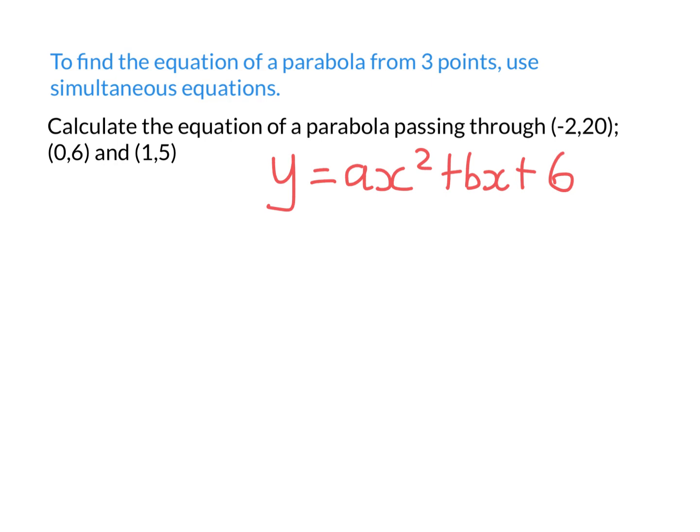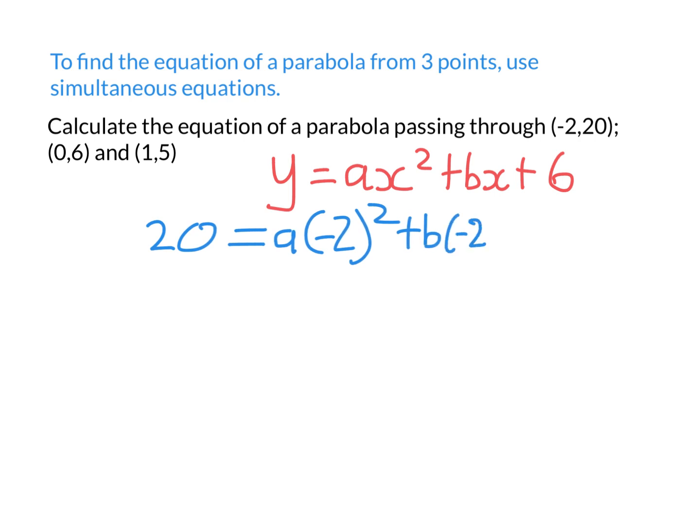So how am I going to find a and b? Well, I'm going to use the other 2 points to set up simultaneous equations. So let's substitute in this point. I'm going to substitute x for negative 2 and y for 20. So I get y equals a times x, which is negative 2 squared, plus b times x plus c, which I figured out was 6.